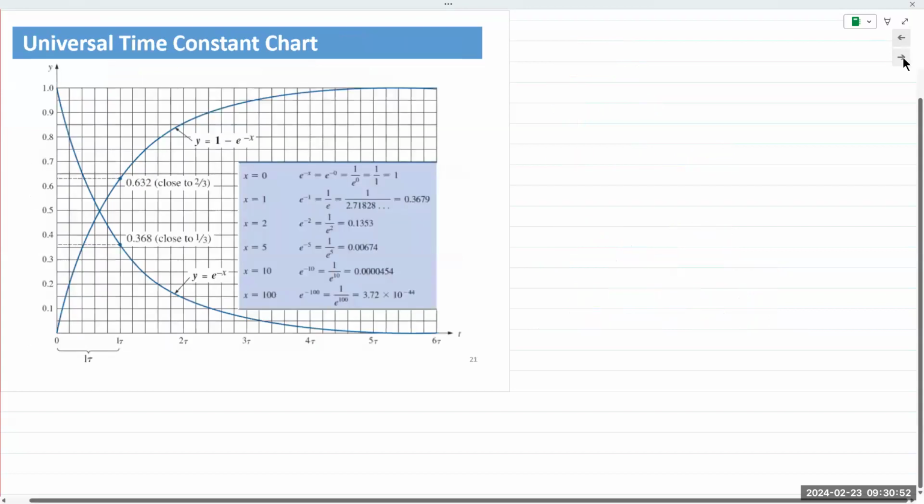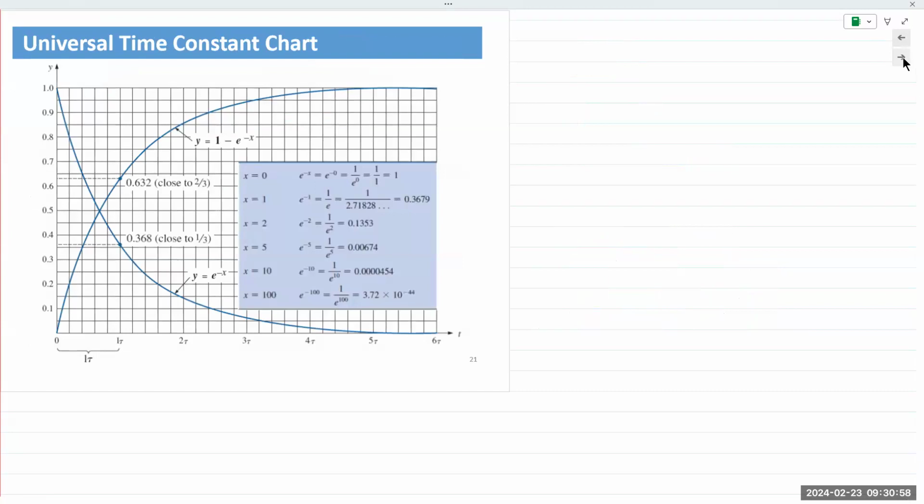When you plot the values of t with respect to the time constant tau, if t is equal to 1 tau, 2 tau, 3, 4, 5, and 6, you get a curve that looks like this. This is for charging, and this is for discharging. It's a universal time constant chart. Doesn't matter how big or small the inductor or the capacitor is, this never changes.